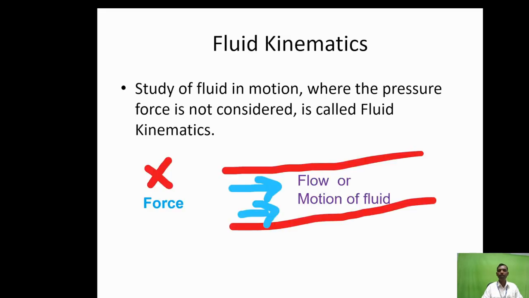Now we will see fluid kinematics. That is the study of fluid in motion where the pressure force is not considered. See this example. Here the water is flowing through this pipeline. Here I only consider the flow or the motion of fluid. I didn't consider the pressure force, so that is called fluid kinematics.